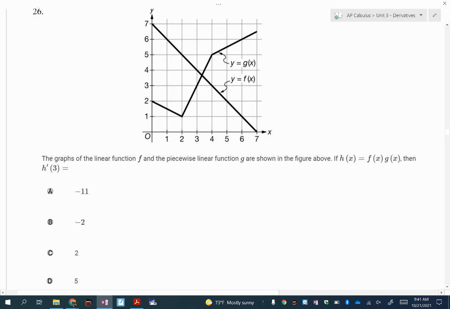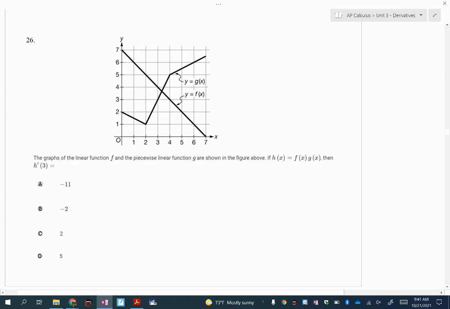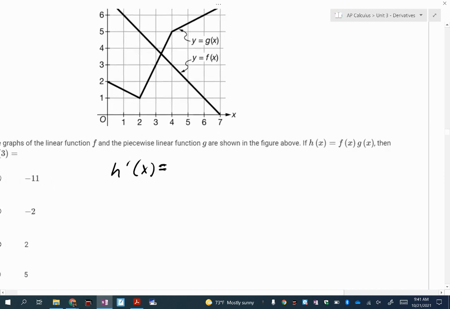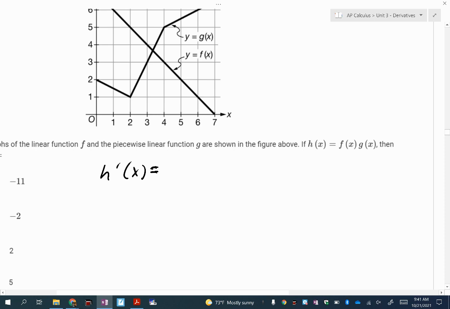Okay, 26. 26 says we have a linear function, f of x, and a piecewise linear function, g of x. And we want to look at h of x being the multiplication of those two. So to find the derivative of h of x, this is using my product rule again. It is the derivative of the first times the original second plus derivative of the second times the original first.